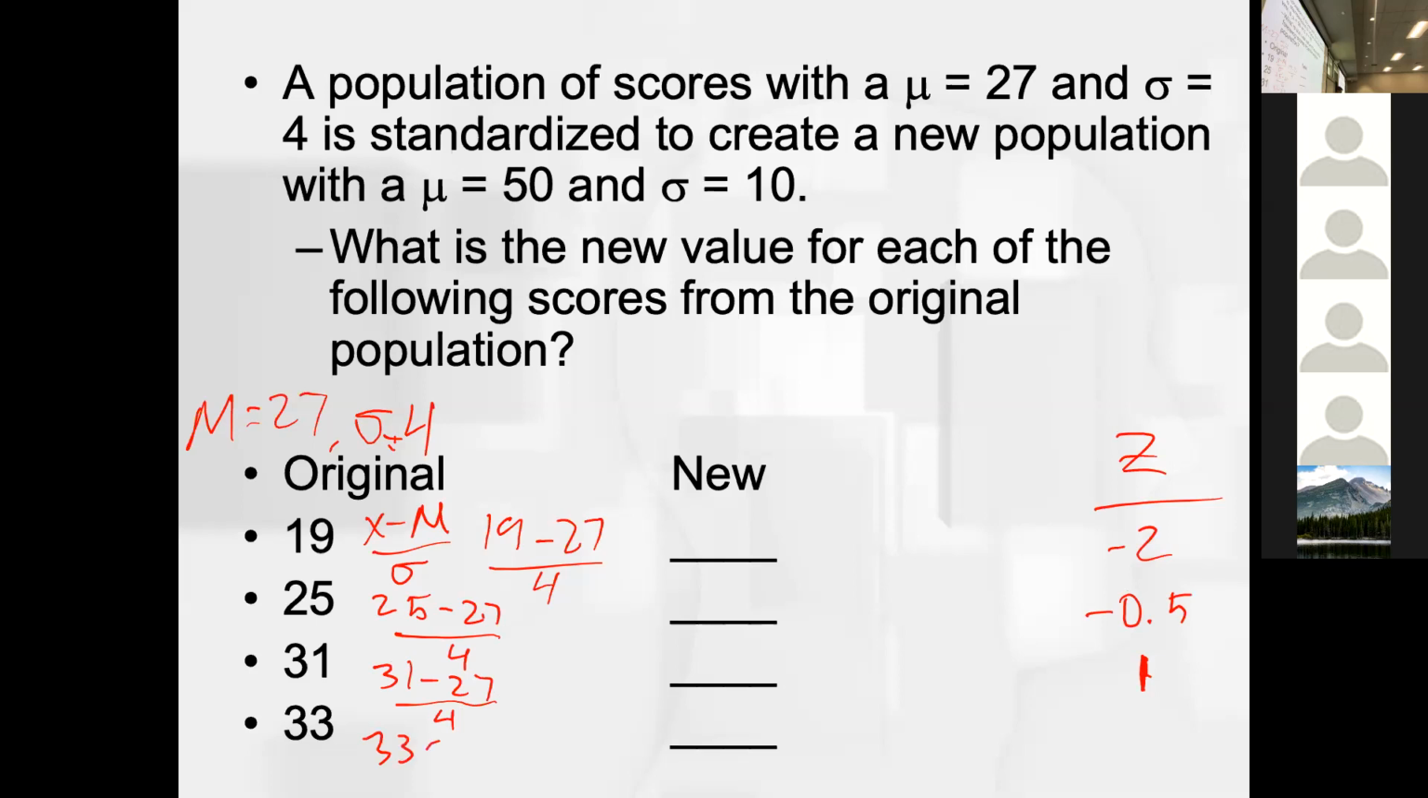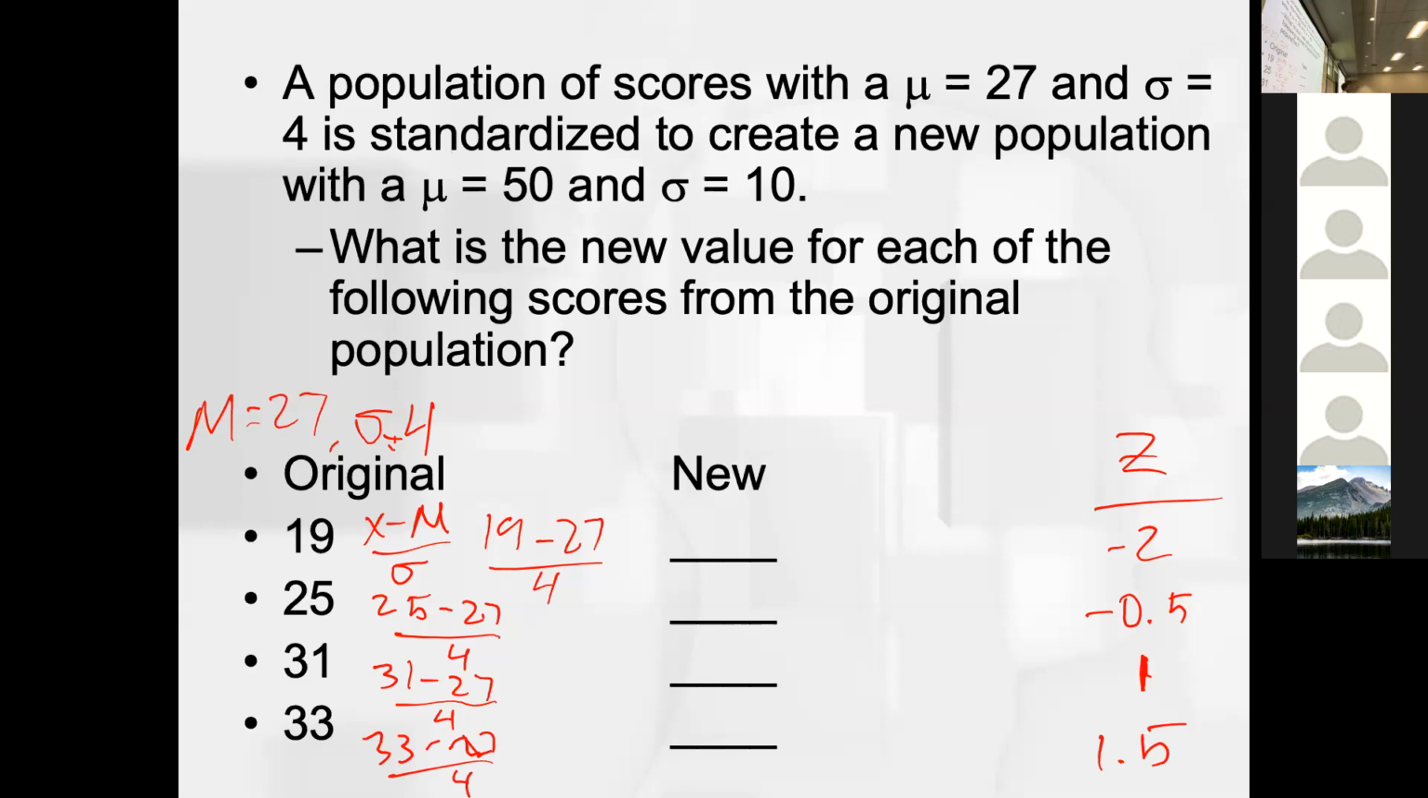And then 33 minus 27 over 4 gives us 6 over 4, or 1.5. Right? You can do a quick sanity check to make sure that you did everything correctly. If you just add up all these z-scores, negative 2 plus negative 0.5 is negative 2.5, plus 1 is negative 1.5, plus 1.5 is 0, right? So we know we did everything right. Or at least we screwed up in a systematic way. All right, so now we've got the z-scores for each one of them.